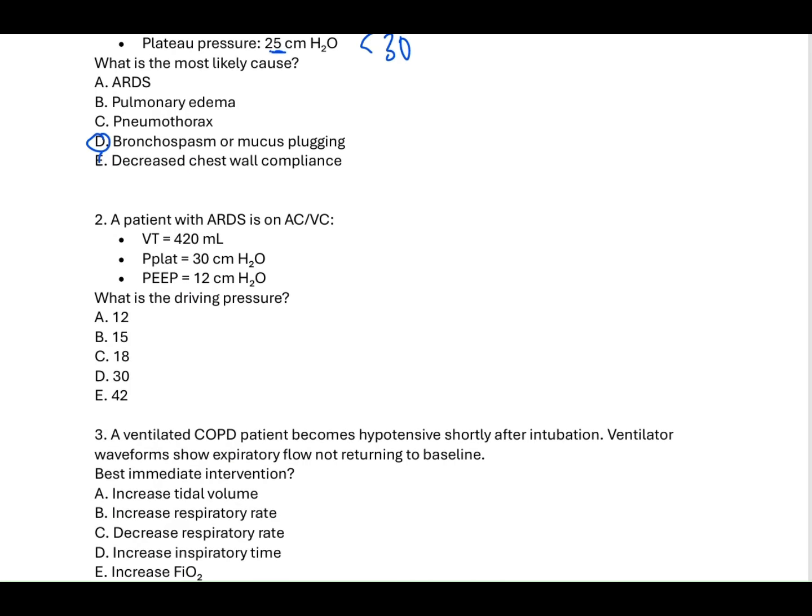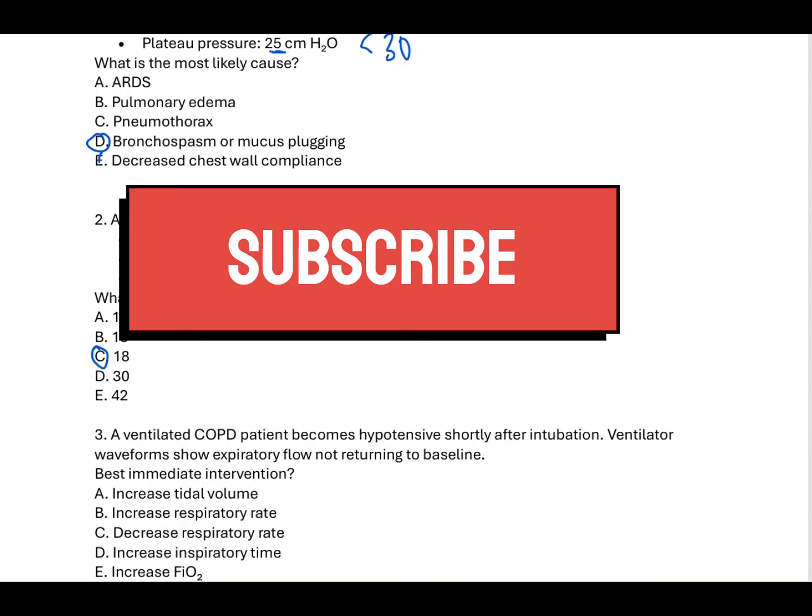Moving on to the next question. A patient with ARDS on AC/VC, the tidal volume is 420, plateau is 30, and the PEEP is 12. What's the driving pressure? Remember, we said that driving pressure is the difference between your plateau minus your PEEP. So that will be 30 minus 12. And the answer there will be, very good, 18, guys.